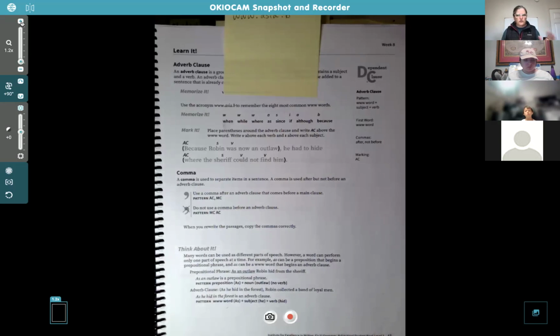Okay, so you have to just look at what's around it. If you see a verb near it, it's probably a clause. If you don't see a verb near it, it's a prepositional phrase. So here's your two examples. As a prepositional phrase right here: As an outlaw, Robin hid from the sheriff. Notice as an outlaw does not have a verb. The verb is way over here. It's not near as. Here, as he hid in the forest, that is an adverb clause because we have the verb hid right near it. As he hid in the forest, Robin collected a band of loyal men.